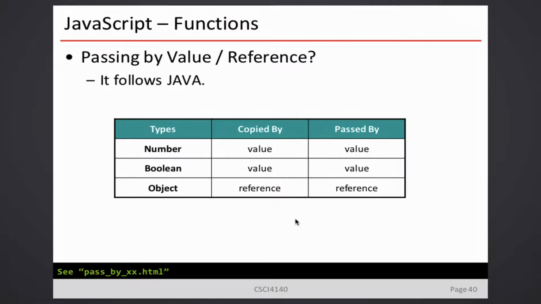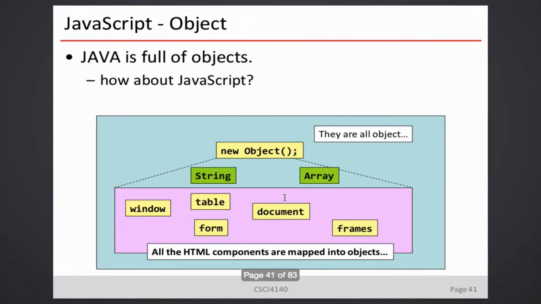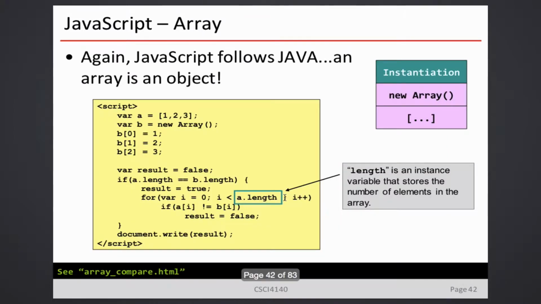So with JavaScript, it's easy. Only 3 rules. If you're using number type or Boolean, it is copy by value, pass by value. A copy means an assignment statement. Object is copy by reference. Then we have objects. I didn't say anything about objects yet. So objects are funny, okay?